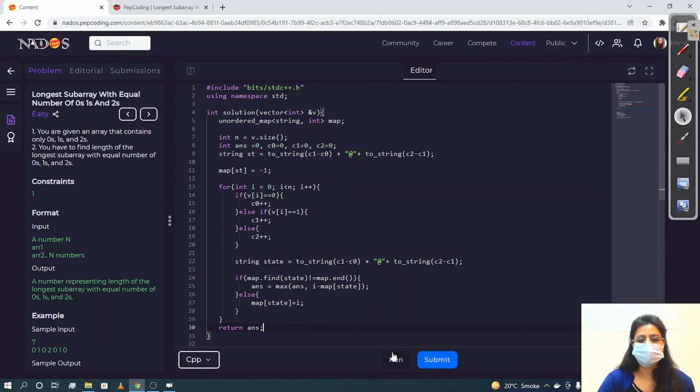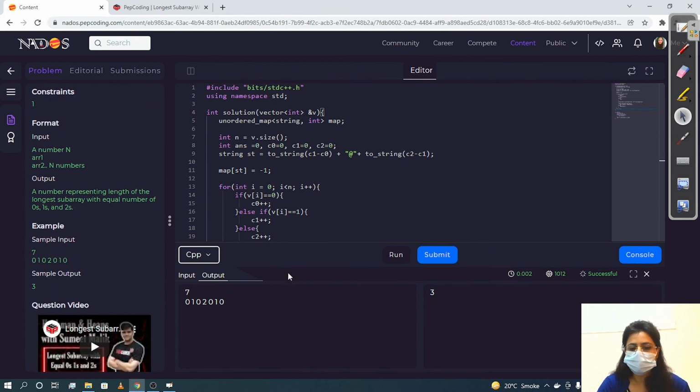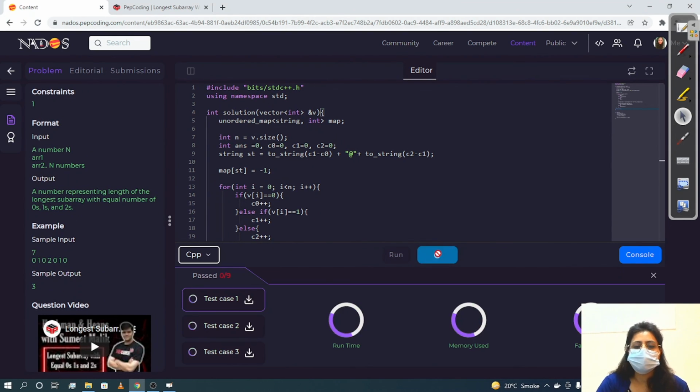So let's just run this code and see if it's correct or not. We are getting the correct output. Let's just submit this code and see. So yeah, all test cases passed.